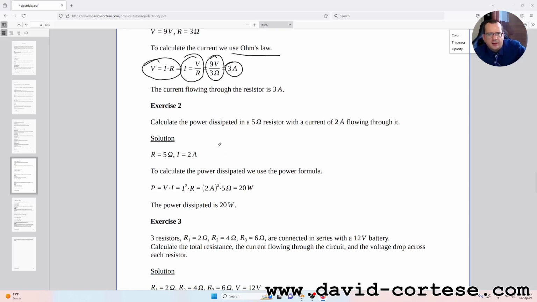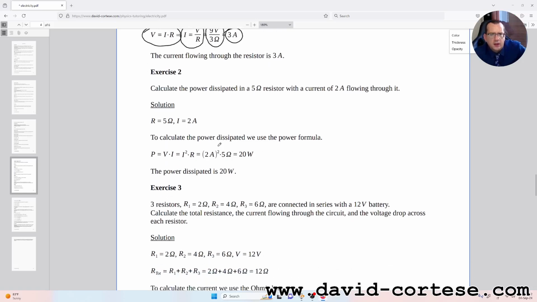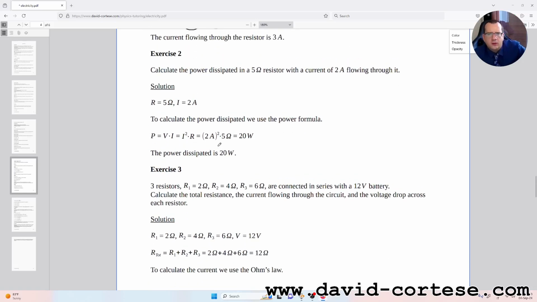Second exercise, calculate the power dissipated in a 5 ohm resistor with a current of 2 ampere flowing through it. So we calculate this using the power formula, that is P is equal to V times I, that is I squared times R. So we need to calculate 2 ampere squared times 5 ohm, that is 20 watts. So the power dissipated is 20 watts.